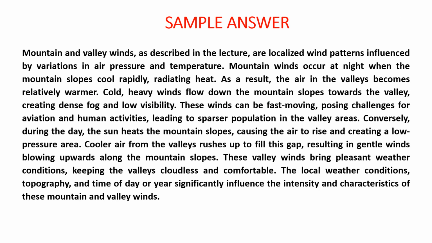Sample answer. Mountain and valley winds, as described in the lecture, are localized wind patterns influenced by variations in air pressure and temperature. Mountain winds occur at night when the mountain slopes cool rapidly, radiating heat. As a result, the air in the valleys becomes relatively warmer. Cold, heavy winds flow down the mountain slopes towards the valley, creating dense fog and low visibility.